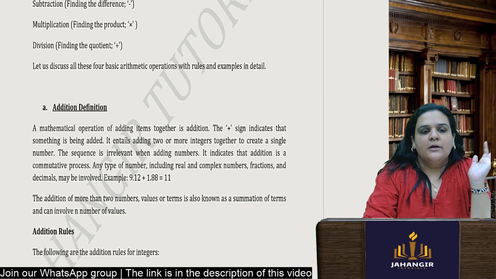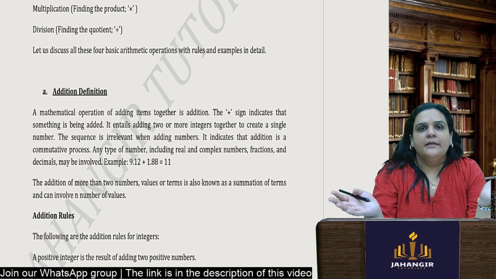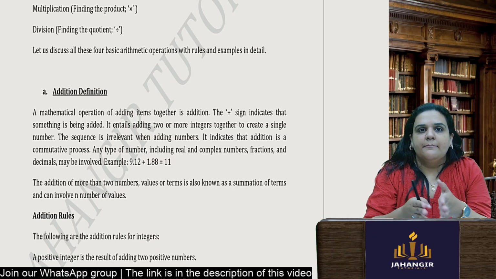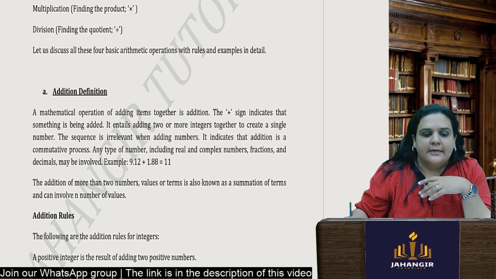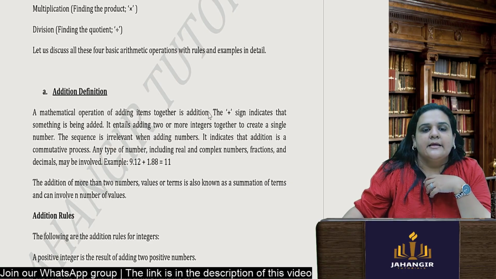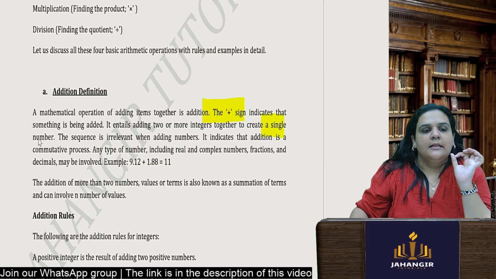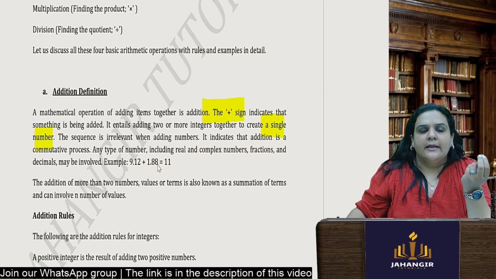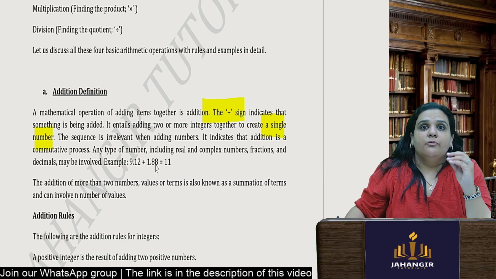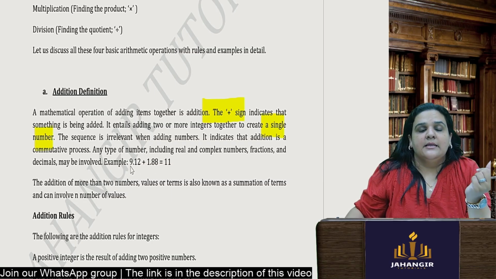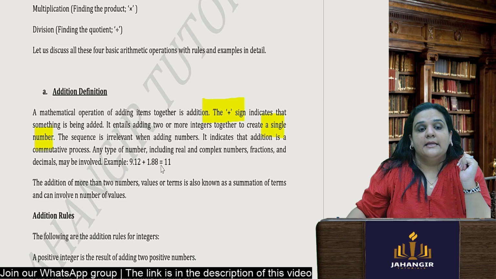So what is addition? When you bring items or numbers together, you put a plus sign there. It is known as addition. When you add, you create a single number. You can add even fractions, and you can add decimals also. Here, 9.12 plus 1.88 we have added, and we get the answer as 11.